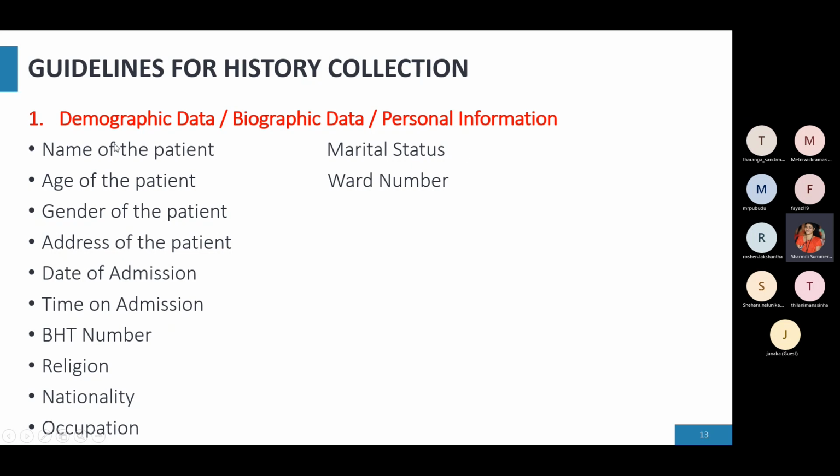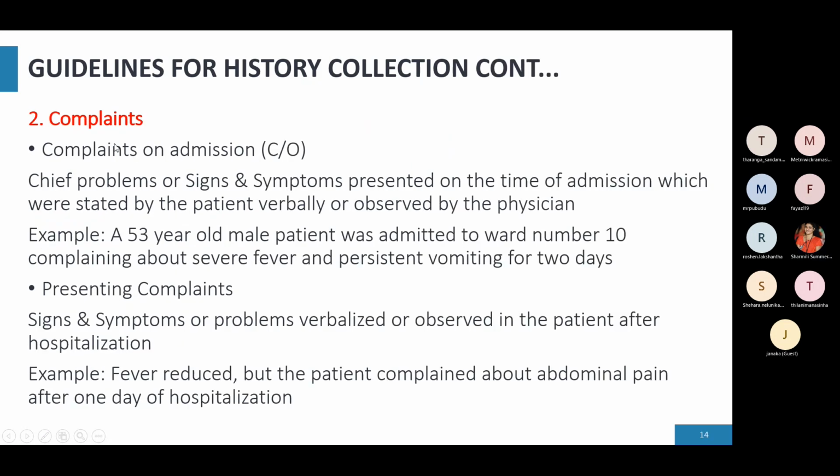So the first one is demographic data. The second one is the complaints. Under the complaints also, we have two parts: complaint on admission and presenting complaint. Complaint on admission means we ask the patient, when you came to the hospital for the first time, what problems did you have? What were the chief problems? Here is one example.